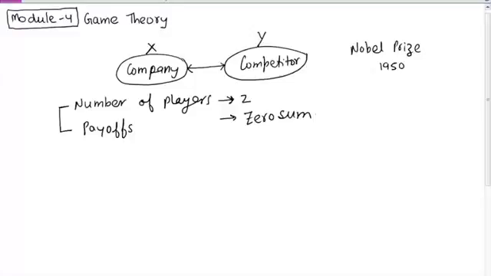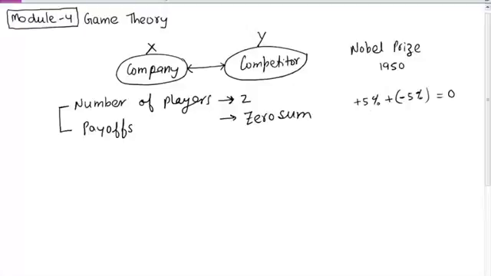For example, based on a strategy by player X, it may happen that the gain by player X will be plus 5%. So if there is a 5% gain for player X, that also means that there will be a loss of 5% for player Y. So when you add these two, the total is always 0. So these types of situations are called zero-sum games.